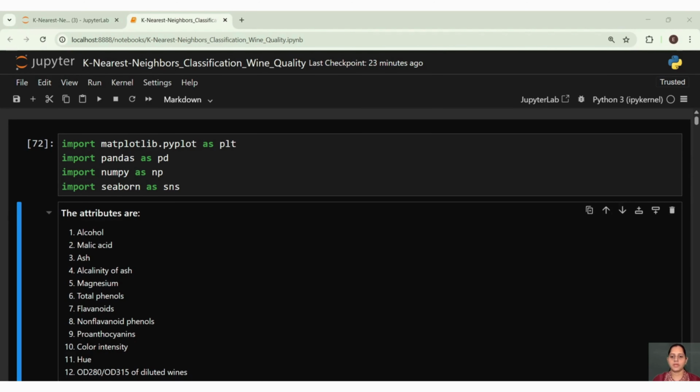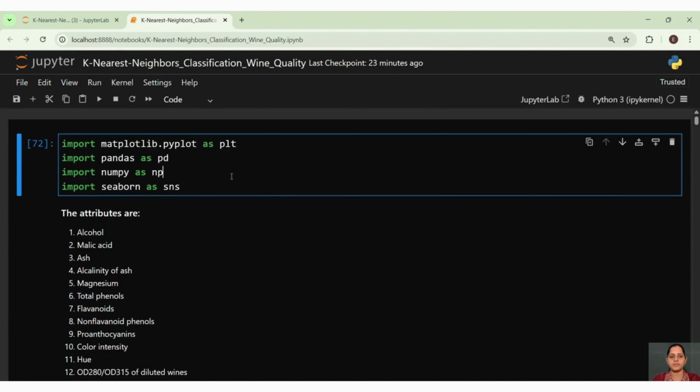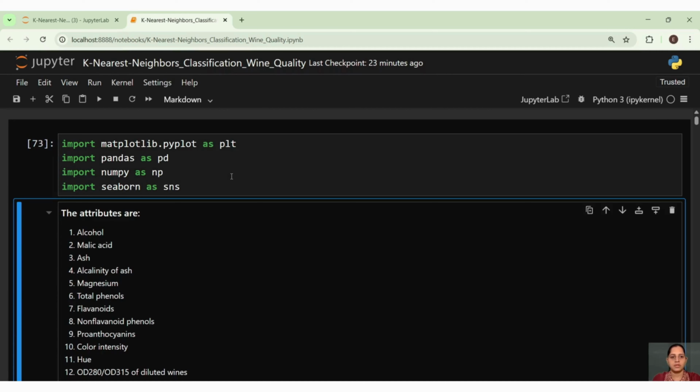So here we are with our practical of KNN, and we are going to understand classification first. Then we will talk about the regression problem, or how it solves the regression issue. Here we have taken the wine quality data set. So the first step is, we have to import our libraries.